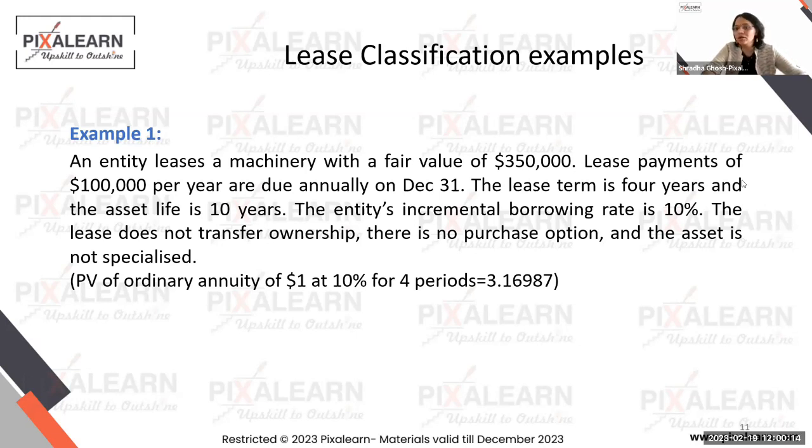There is a lease payment of $100,000 per year, which is due annually on 31st of December. The lease term is 4 years and the asset life is 10 years. The entity's incremental borrowing rate is 10%. The lease does not transfer ownership. There is no purchase option. The asset is not specialized.